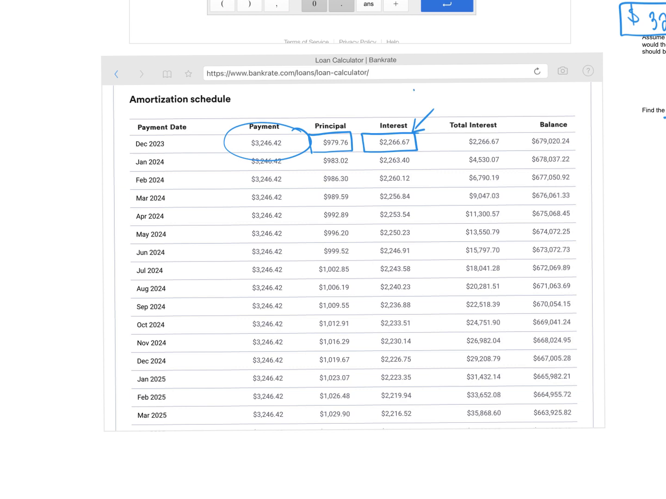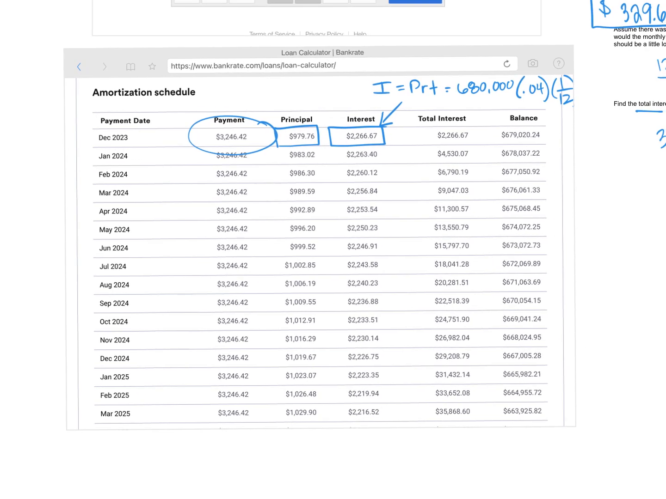So if you calculate simple interest, which is equal to that PRT, and we do it on that 680,000 times our interest rate, which was 4%, and times 1 month, so 1/12, you could punch that in on that calculator and you'll see that that is the interest amount. And so then what's interesting is then if we subtract the amount that we had on our principal from that 680,000, we get that new balance.